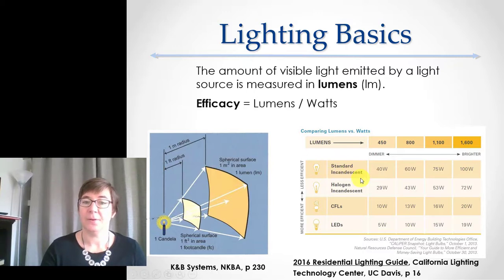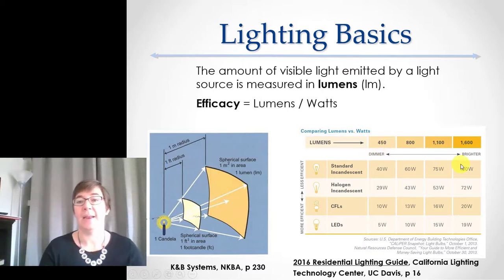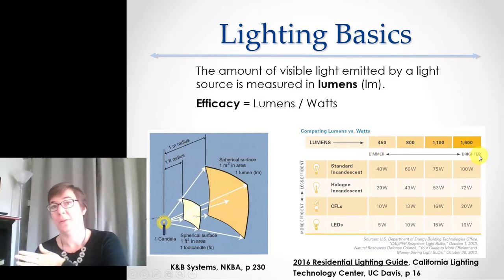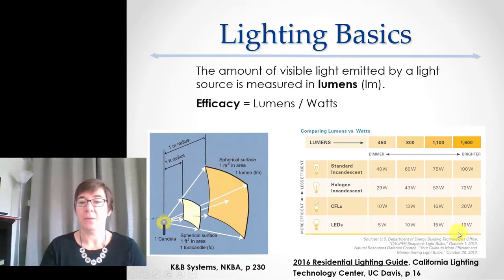Right here is a standard incandescent light, a halogen incandescent light, compact fluorescent, or LEDs. And let's compare the lumens that they provide between 450 and 1600. So 450 would be on the dimmer side and 1600 would be quite bright. And then down here we have a table of how much energy is used to provide that amount of visible light. Take a look at the standard incandescent.